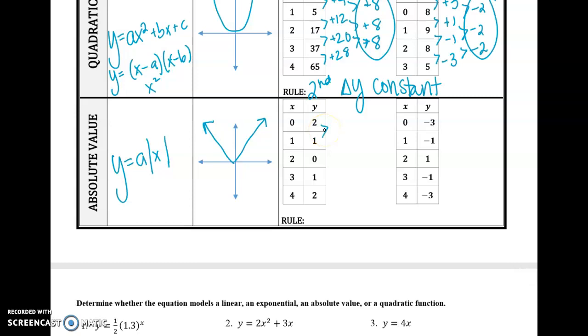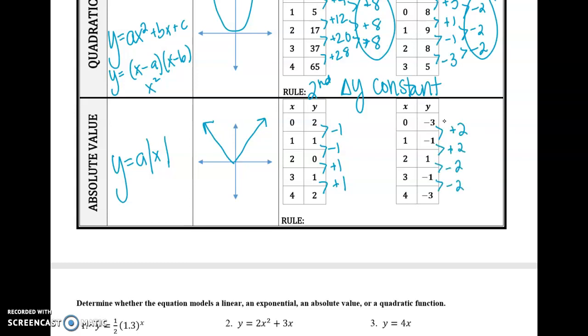So let's start with our change in y. So we have -1, -1, +1, and +1. Now, there's nothing super constant there because we have two negative ones and two positive ones. Let's do the other one and see if we see a pattern. So -3 to -1 is +2, and then we have -2.